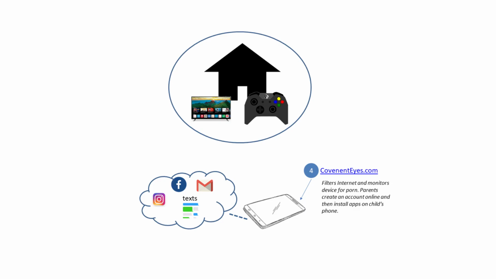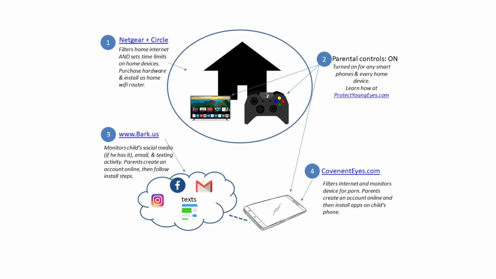And the last thing is the phone itself. The phone has a browser. It has a lot of other ways to access online and social in addition to these things in the cloud. So you need some kind of device on the phone itself that monitors it, that sets the filters, and that sets screen time on the phone. The one we'd recommend is covenanteyes.com. There's another one called custodio.com. Either one's very good, and it sets up the filters and screen time. So that's the overall approach.